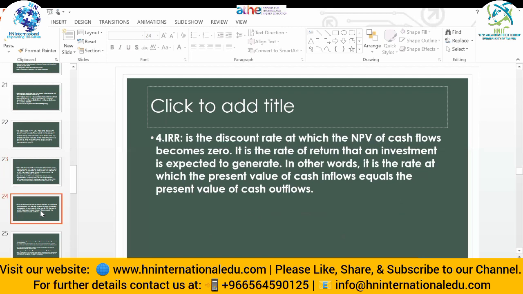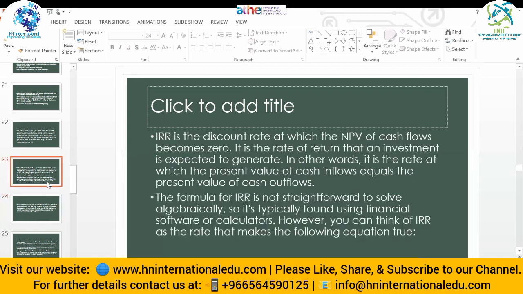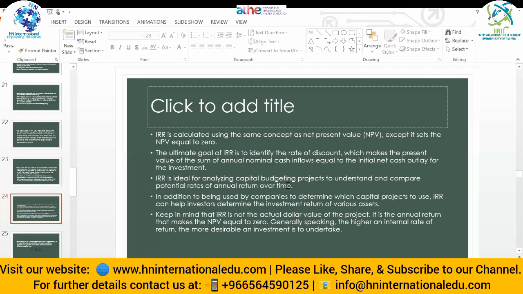So it is this discount rate at which the NPV of the cash flows becomes 0. It is the rate of return that the investment is expected to generate. In other words, it is the rate at which the present value of the cash inflows equals the present value of cash outflows. It is again the same thing. So again, this is the breakdown of the same thing, which we can read later on, or I'll just read it right now. From point number 3.